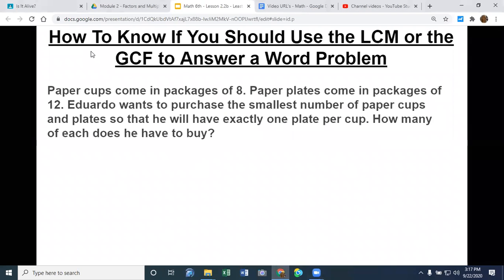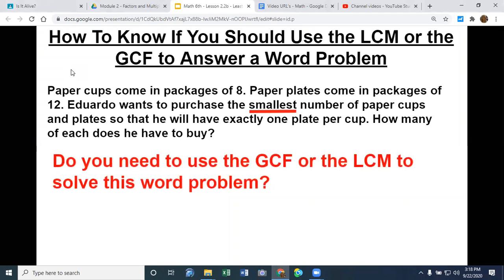Okay, let's look at it again. Paper cups come in packages of 8. Paper plates come in packages of 12. Eduardo wants to purchase the smallest number of paper cups and plates so that he will have exactly 1 plate per cup. How many of each does he have to buy? What do you think? Greatest common factor problem or least common multiple problem? Which one do you think it is? Did you say least common multiple? Yes. You want to find the least common multiple of 8 and 12.